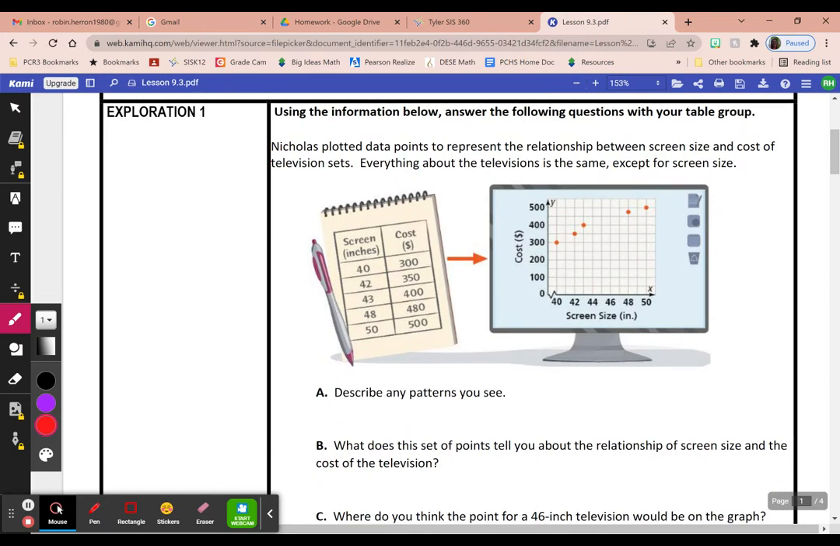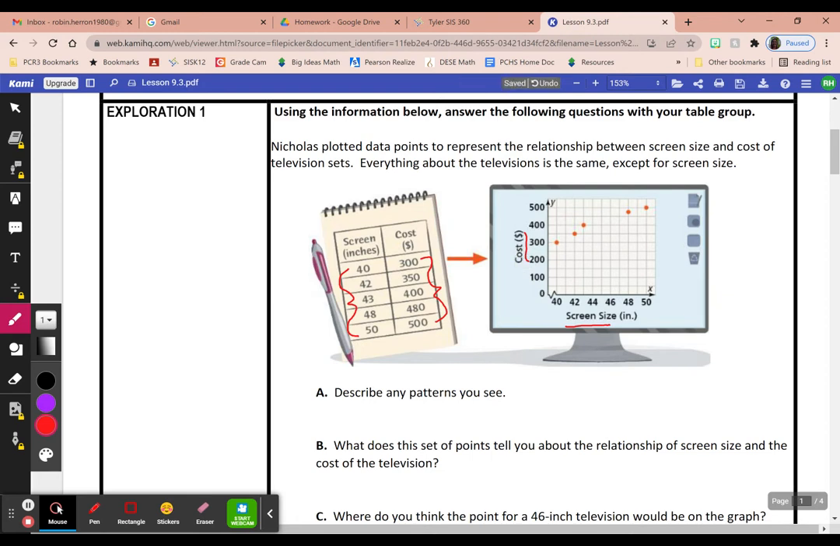For our example number 1, it says using the information below, answer the following questions with your table group. Nicholas plotted data points to represent the relationship between screen size and the cost of television sets. Everything about the televisions is the same except for the screen size. You can see screen size over here: 40, 42, 43, 48, 50, and then costs from $300 to $500. He graphed those on the graph over here. Screen size is X, cost is Y, and we plotted those points.